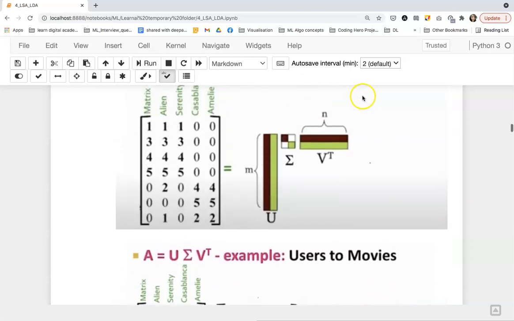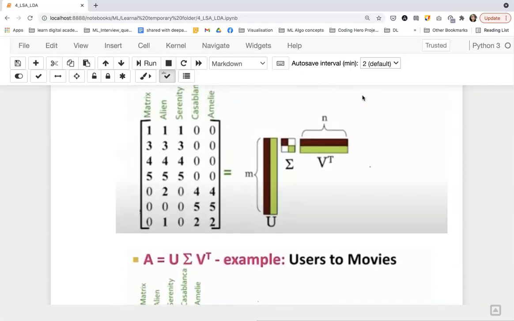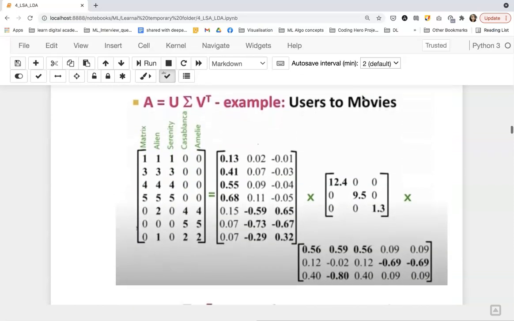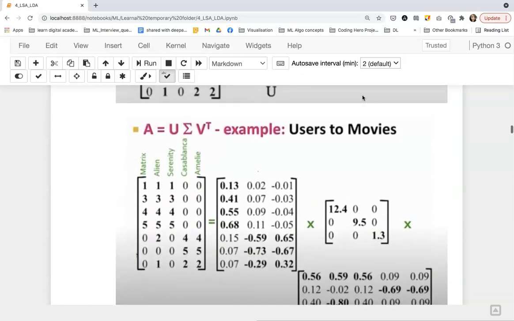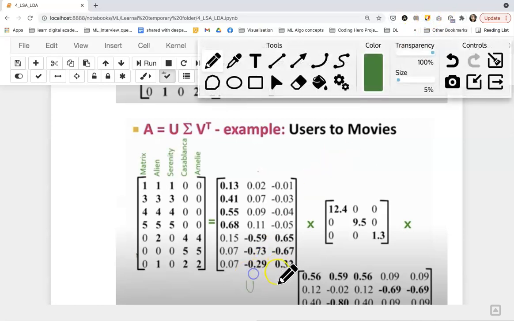After decomposition with that SVD theorem, we will get these 3 matrices. This is my U matrix, this is my sigma matrix, and this is my VT matrix. Now here are my users, so we can say this is my user. So M cross R is 3.